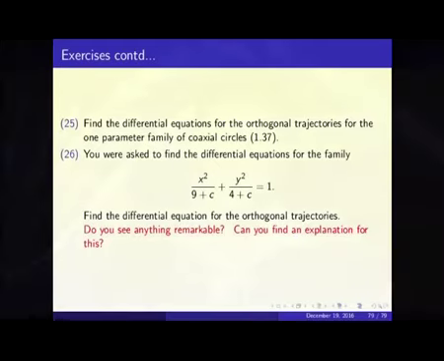I think we'll stop here for today and we'll continue this series of lectures. And in the next lecture, I will discuss homogeneous differential equations. Thank you.